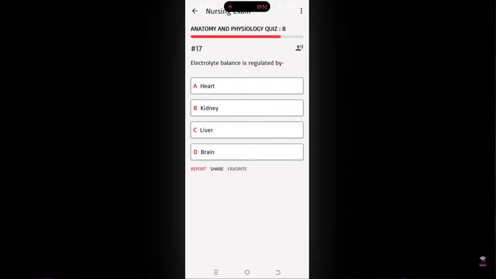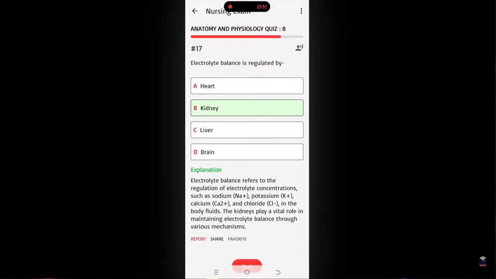Electrolyte balance is regulated by A. Heart, B. Kidney, C. Liver, D. Brain. Correct answer. Electrolyte balance refers to the regulation of electrolyte concentrations, such as sodium, potassium, calcium, and chloride, in the body fluids.